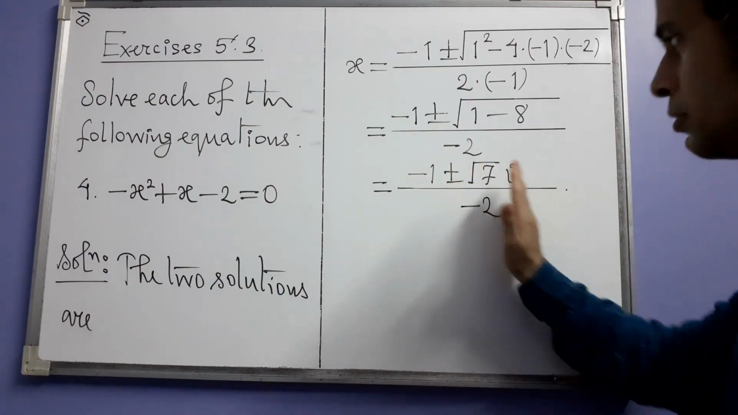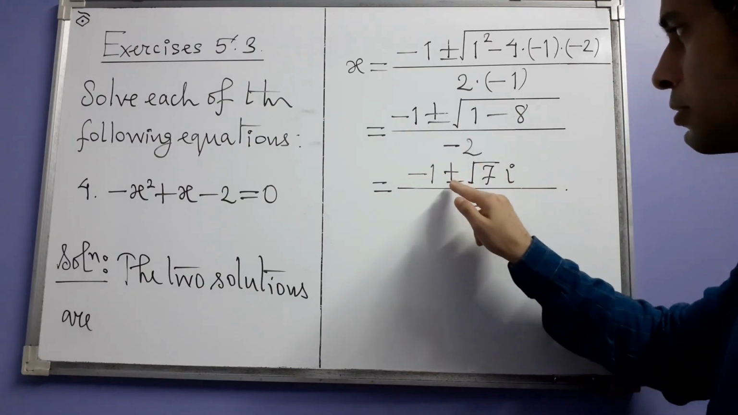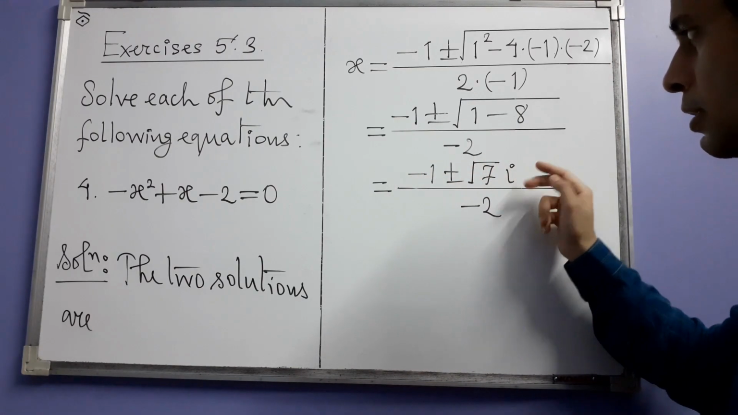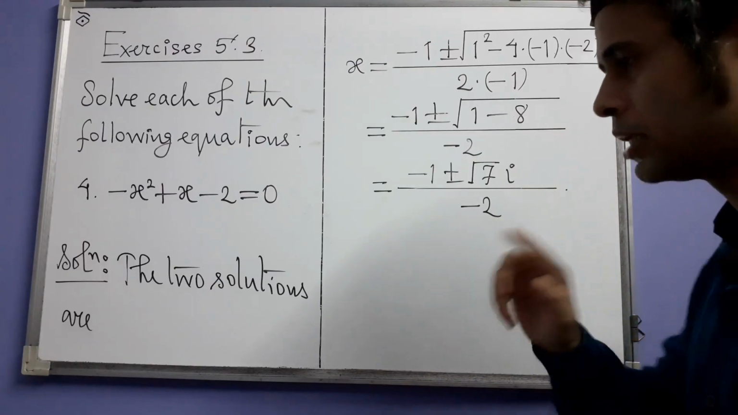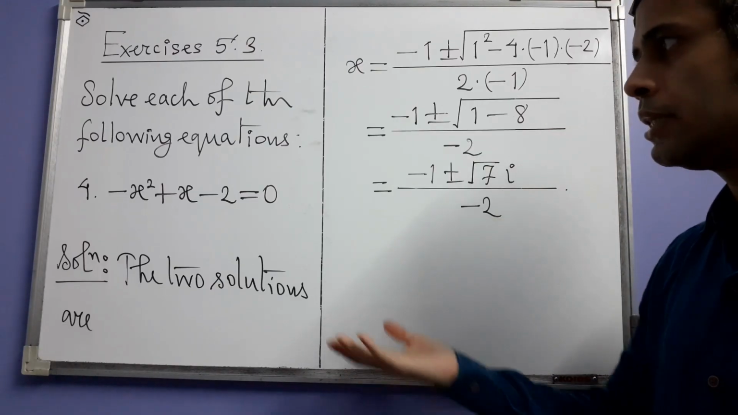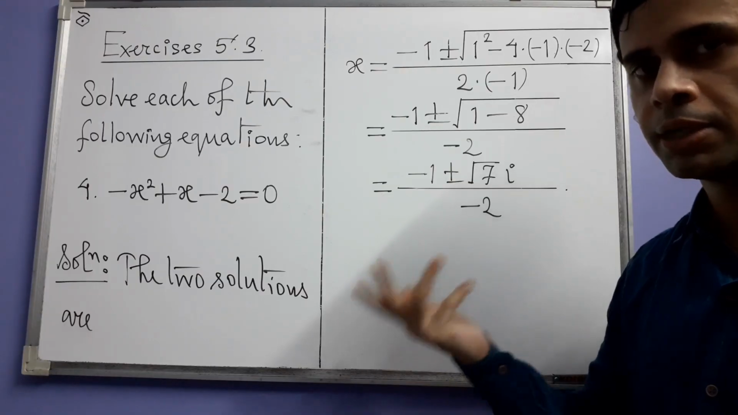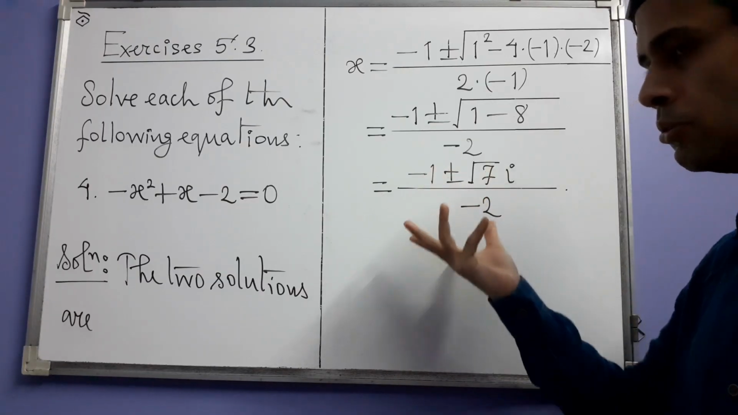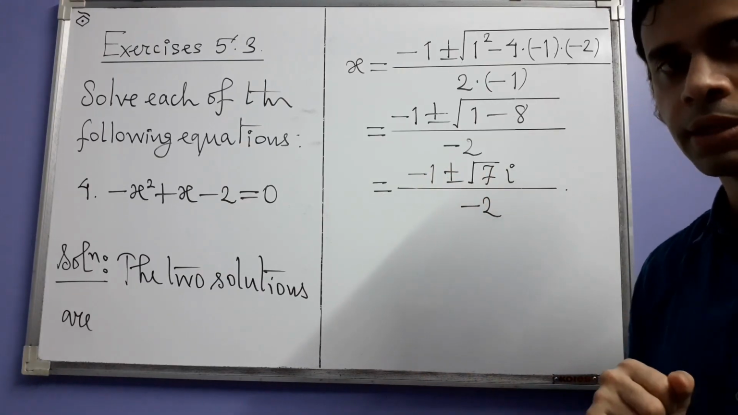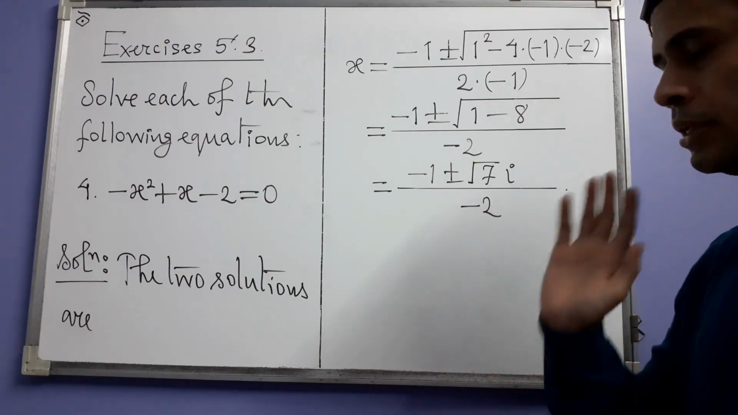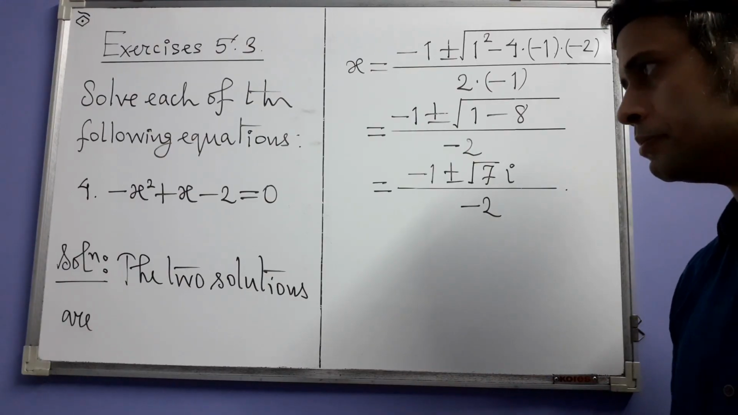So these are the two roots, minus 1 plus or minus square root of 7 times i whole divided by minus 2. You can see that these equations of course deliberately have been chosen so that the roots are non-real complex numbers. Let us see another one, the fifth one.